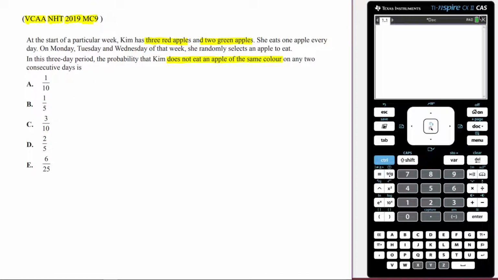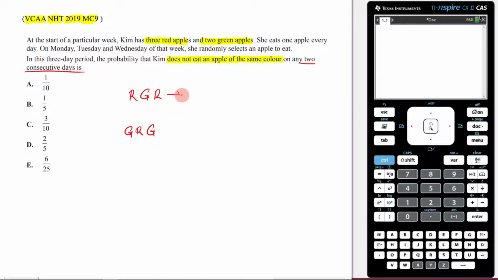Now, this is a tree diagram question, but you'd be mad to write out a tree diagram for this. We're going to write this very simply. In our mind, we might be thinking of a tree diagram, but we want to speed it up a little bit. She does not eat an apple of the same color. So what does that mean? We've got 3 consecutive days, and in those 3 days she does not eat an apple of the same color. So she might have a red, then a green, then a red. Or she might have a green, then a red, then a green. That's the only way not to have the same color on any 2 consecutive days. So there's never a red, red, then green, or green, green, then red. We have to exclude those.